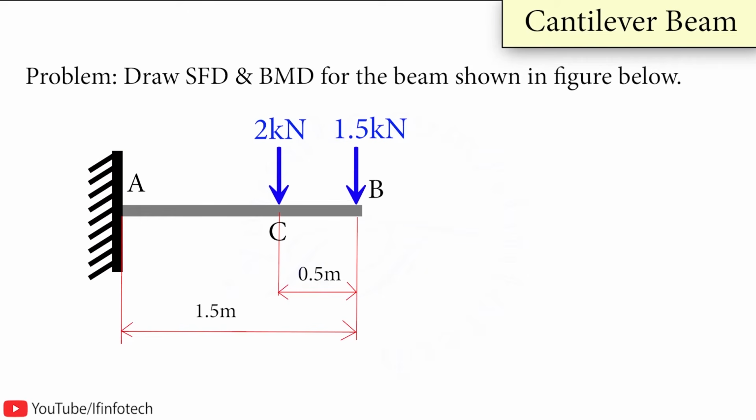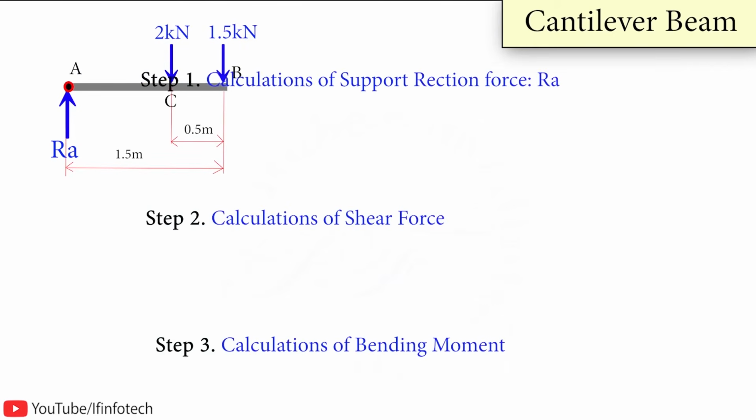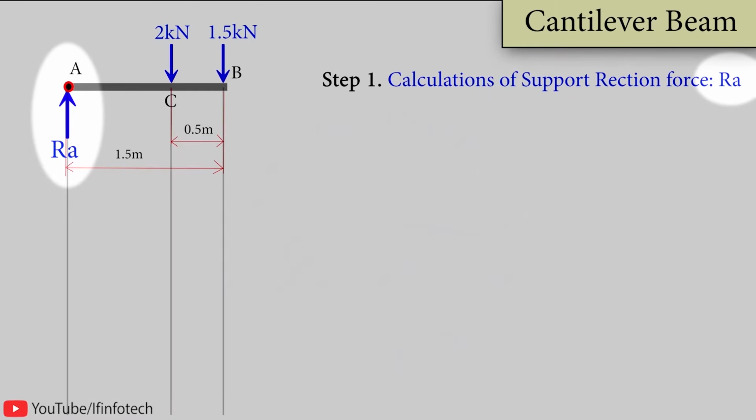Now the next problem is on cantilever beam. So here first I will draw free body diagram for beam section. Now this type of problem we are going to solve in 3 steps. In first step we calculate support reactions.